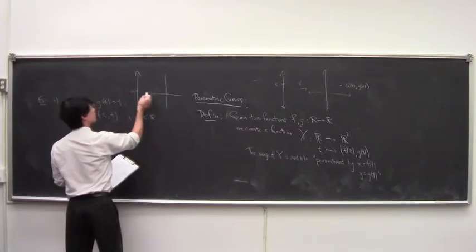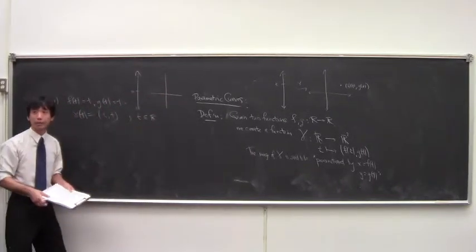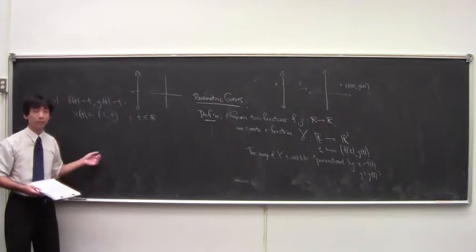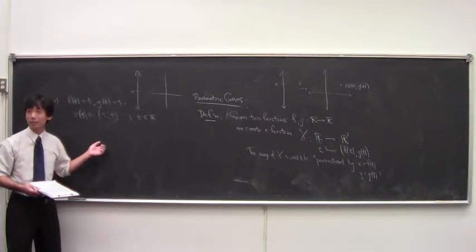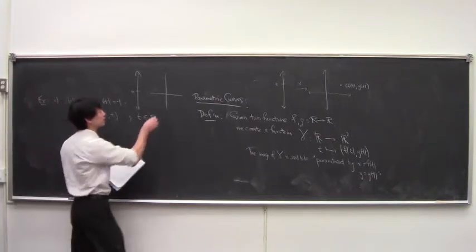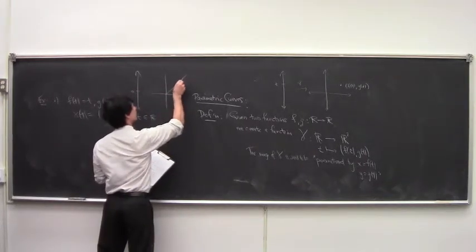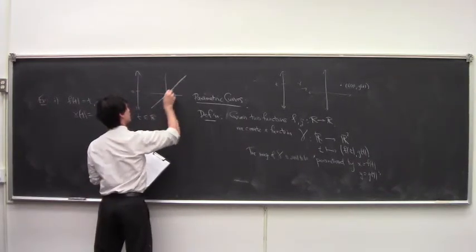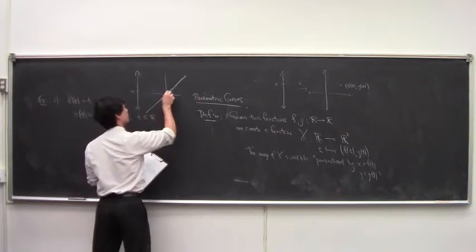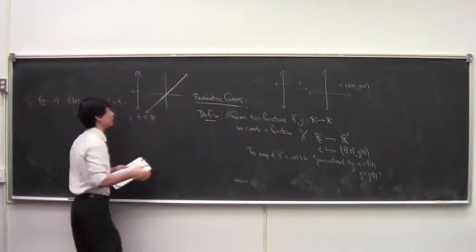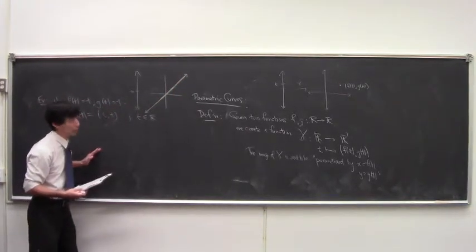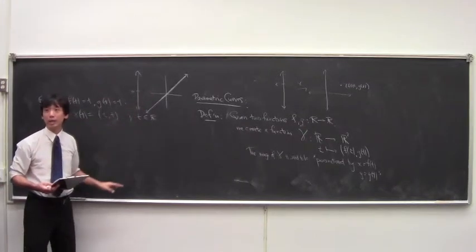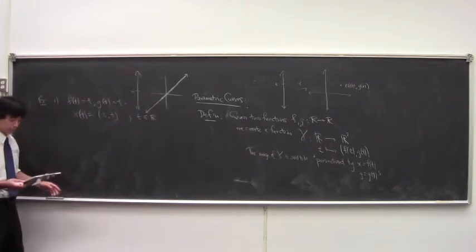Here's time 0. At time 0, it's going to be at 0, 0, right? At time 1, it's going to be at 1, 1. At time negative 1, it's going to be at negative 1, negative 1. It will describe the line y equals x, right? So it's going to walk around on this line here. It progresses from the lower left to the upper right.